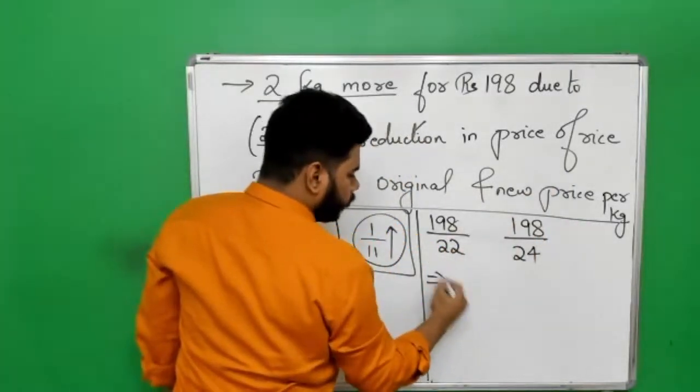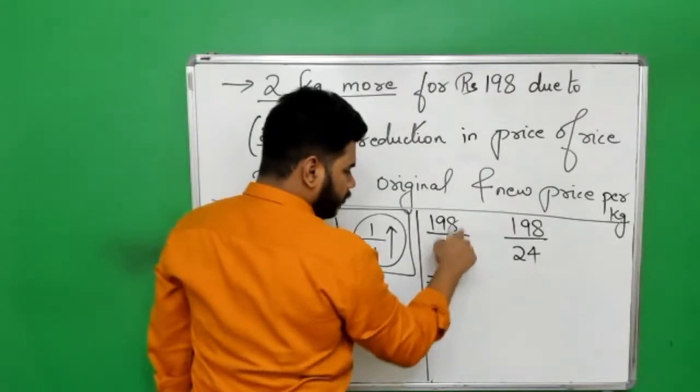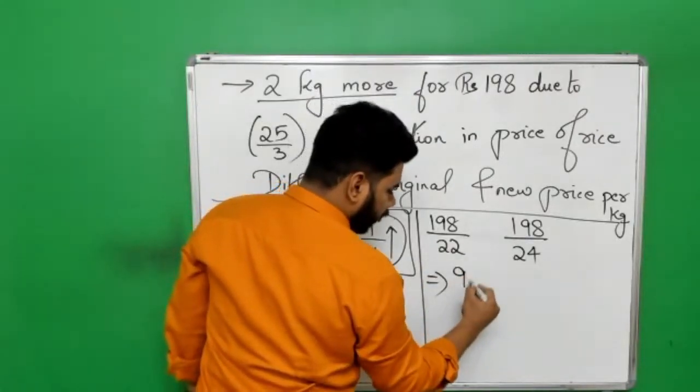Sir, 198 by 22 is how much, sir? 2 nines are 18, so 20 nines are 180. 2 nines are 18. 180 plus 18 is 198. So this is nothing but 9 rupees.